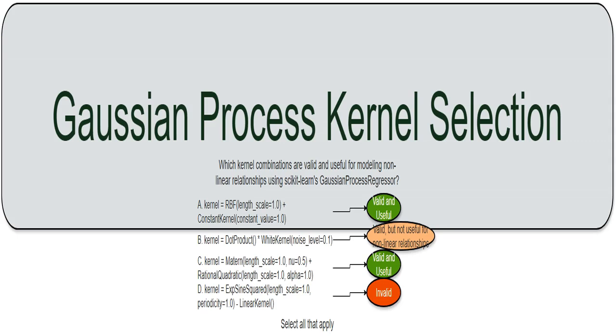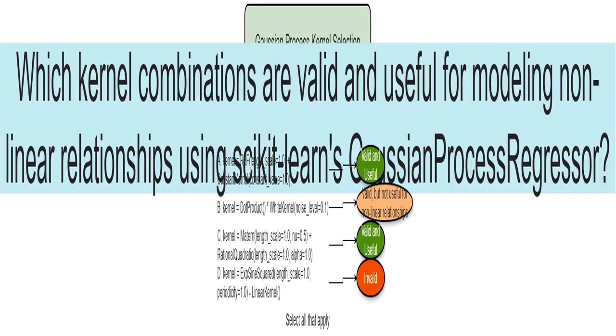This quiz focuses on choosing the right kernel functions for Gaussian process regression, GPR, in Sklearn. We'll explore different kernel combinations and determine which ones are valid and useful for modeling relationships in data, specifically nonlinear ones. Get ready to dive into the exciting world of kernel functions. Let's go. This question tests your understanding of kernel functions in Gaussian process regression. We are trying to find combinations that accurately capture nonlinear patterns in data. I'll guide you through evaluating each option and explain the reasoning behind each selection.